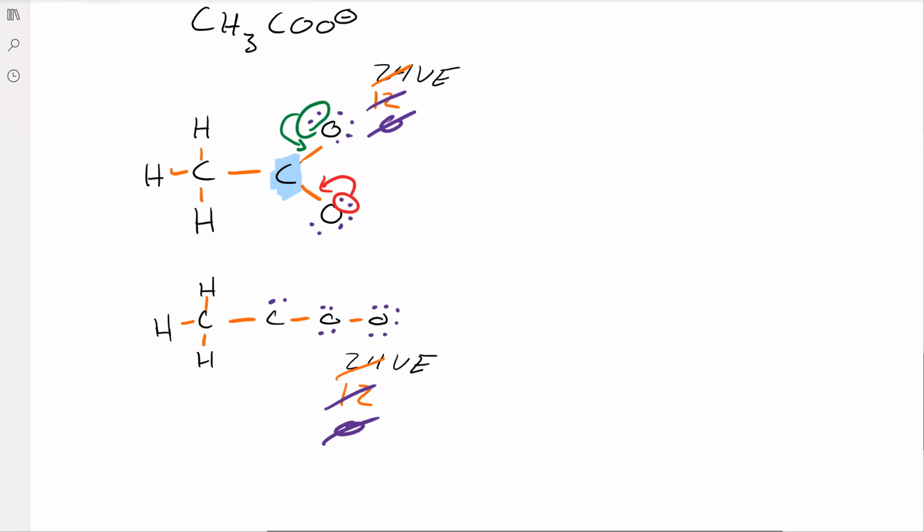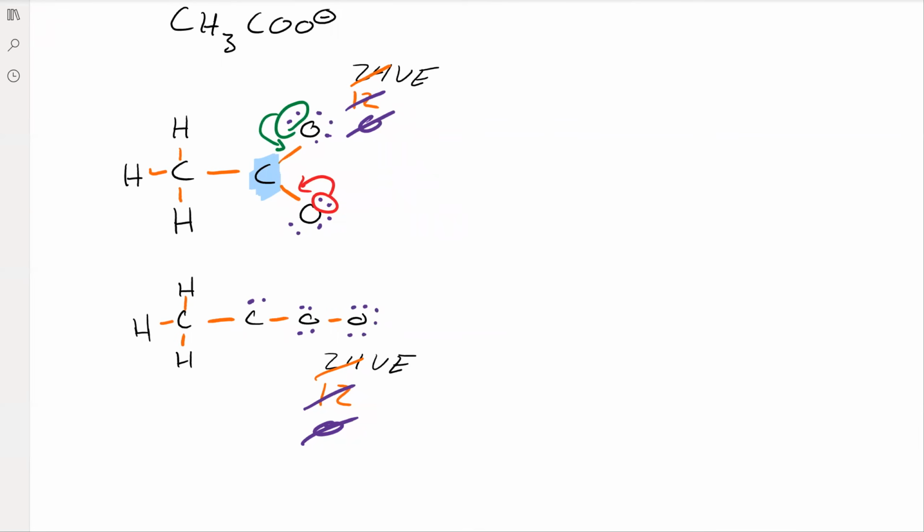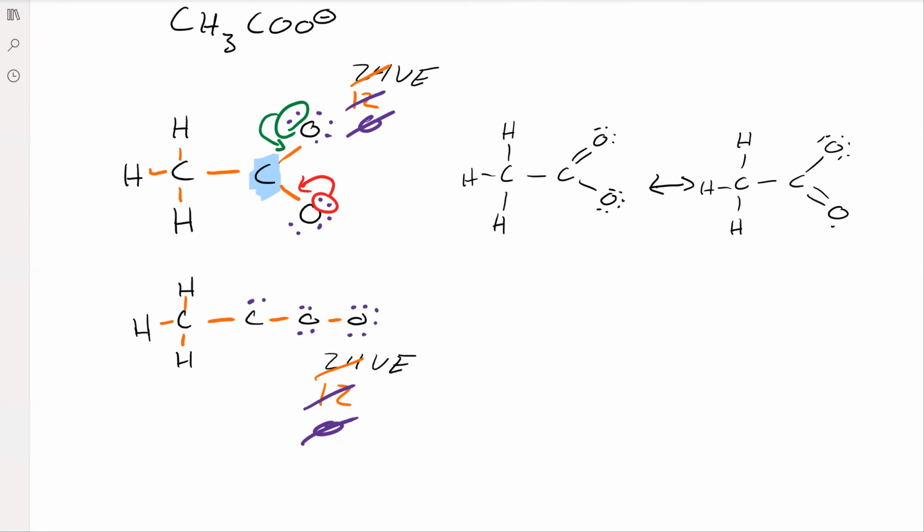So I'm making an arbitrary decision, which means that we have resonance structures here, right? Both of these are correct. So I want to go ahead and draw out both structures and understand that the real structure is a combination of the two. After that, I want to go ahead and calculate my formal charges.